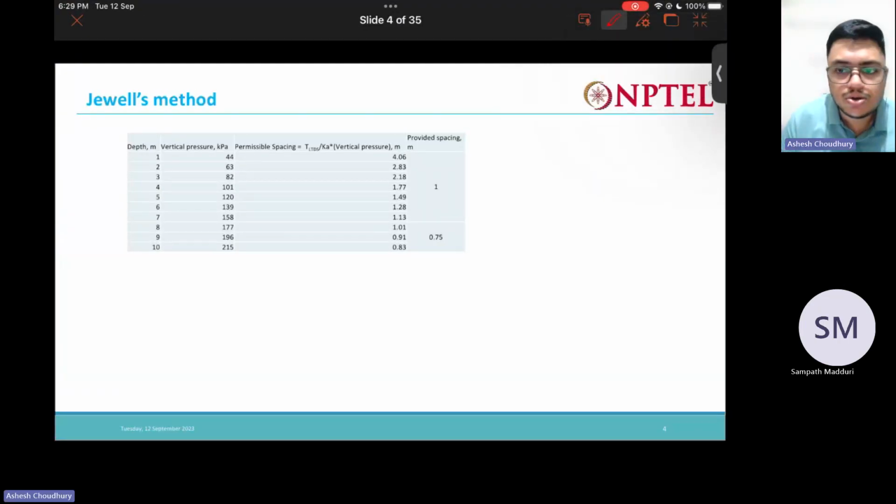Right. So we got this. So what can we do? Let us provide the first layer. So our embankment slope is something like this, right? Something like this.